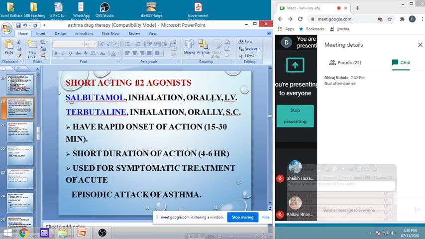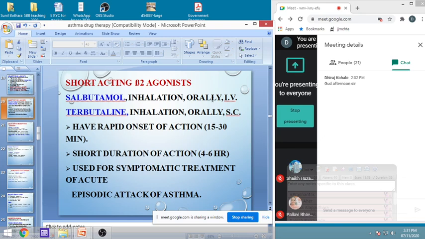Then short acting beta 2 agonist. As I told you, the abbreviation people use is SABA: short is S, A is beta, and agonist. So these are the SABAs. Salbutamol can be given by inhalation, orally, or intravenously.